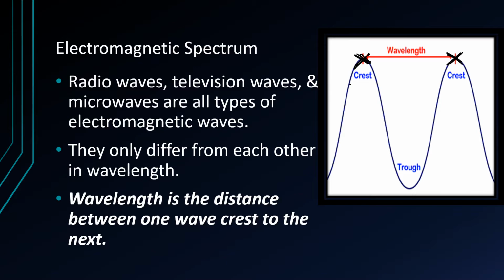So the crest is the top, and at the bottom, we have the trough, which is the bottom here. You can measure from trough to trough as well to get the wavelength.